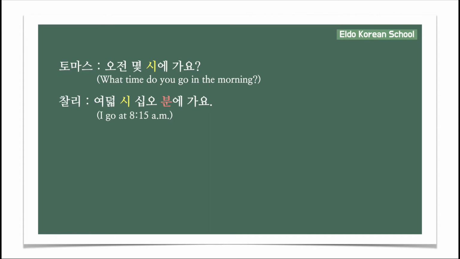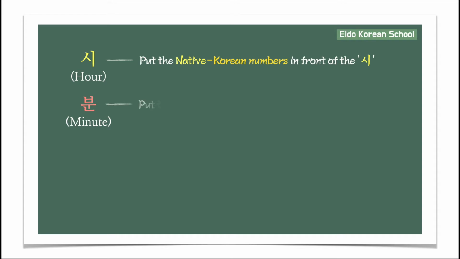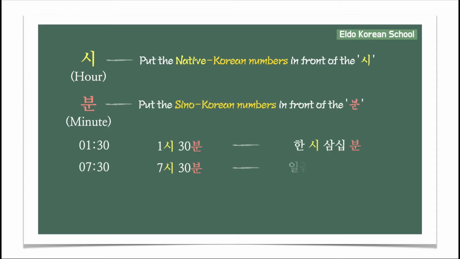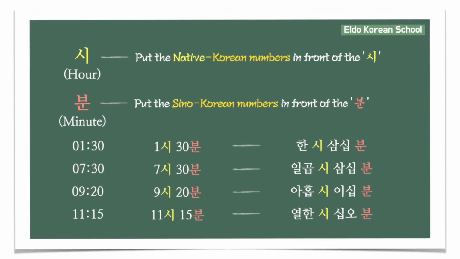After that, Thomas asked, 오전 몇 시에 가요? And Charlie answered, 8시 15분에 가요. In here, we used 시 and 분 to express time. We just put the native Korean numbers in front of 시 here. However, 분 is used with Sino-Korean numbers. For example, 1:30 is 1시 30분. 7:30 a.m. is 오전 7시 30분. 9:20 p.m. is 오후 9시 20분. 11:15 is 11시 15분.